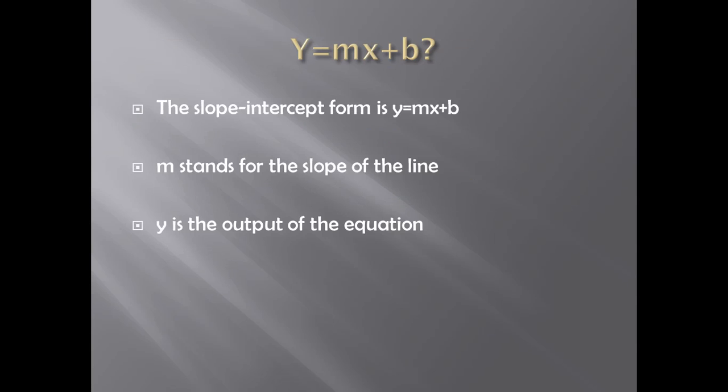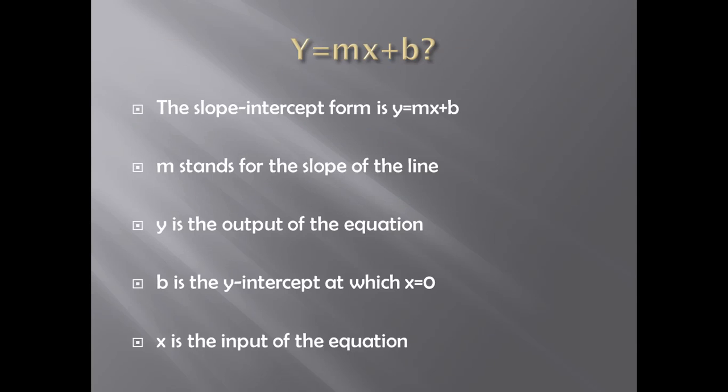Then you have y, which is the output of the equation. So for any point along that line, whatever the x value is, y will be the output. The solving of that equation gives you the y value. B is the y-intercept. It is also the y value at which x equals 0. And x is the input of the equation, depending on if the slope and the y-intercept have already been given. And you will just input the x.